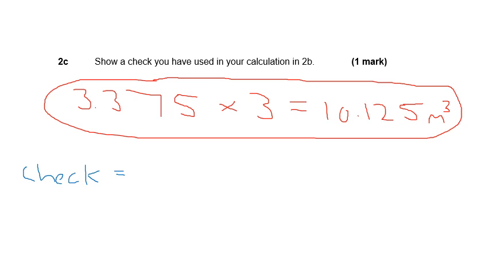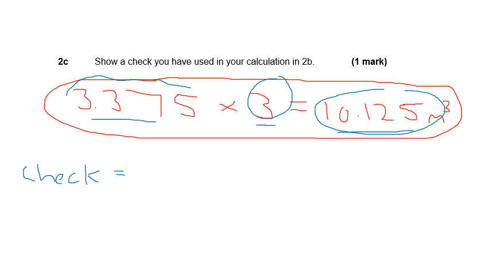So if that times 3 equals that, then this answer divided by 3 should equal this here. So we go backwards. The answer becomes the first part of the check calculation. So 10.125 divided by 3 equals 3.375.